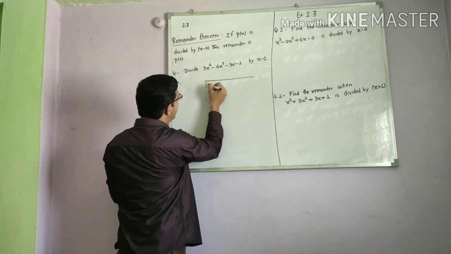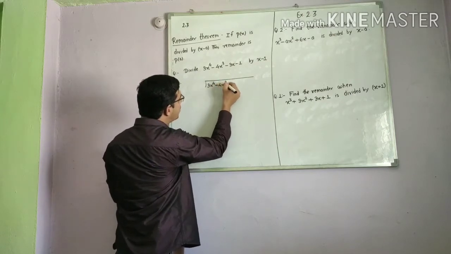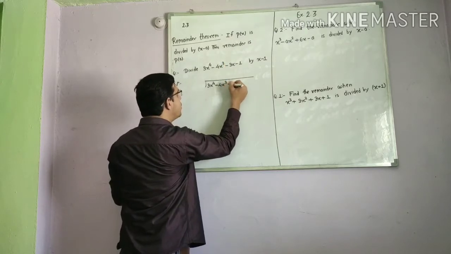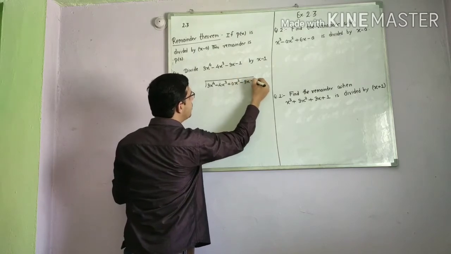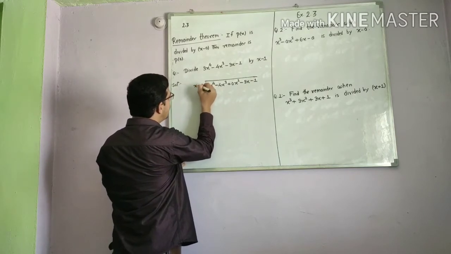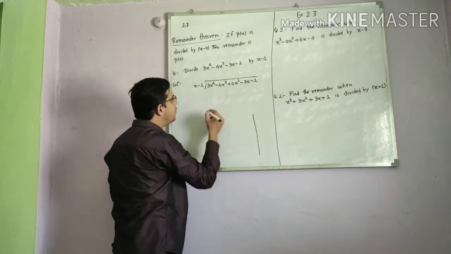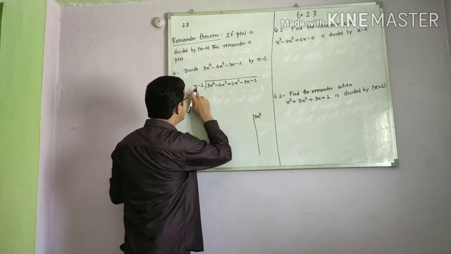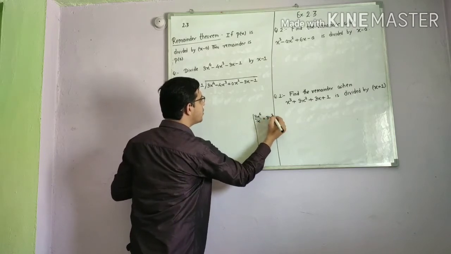This is 3x power 4, 4x power 3. Power 4, power 3, then there should be power 2, but there is no power 2, so I will write 0x power 2, minus 3x minus 1, which is to be divided by x minus 1. So what will be our first quotient? Here the first term is 3x power 4 and our first divisor is x. So this will give 3x power 3.